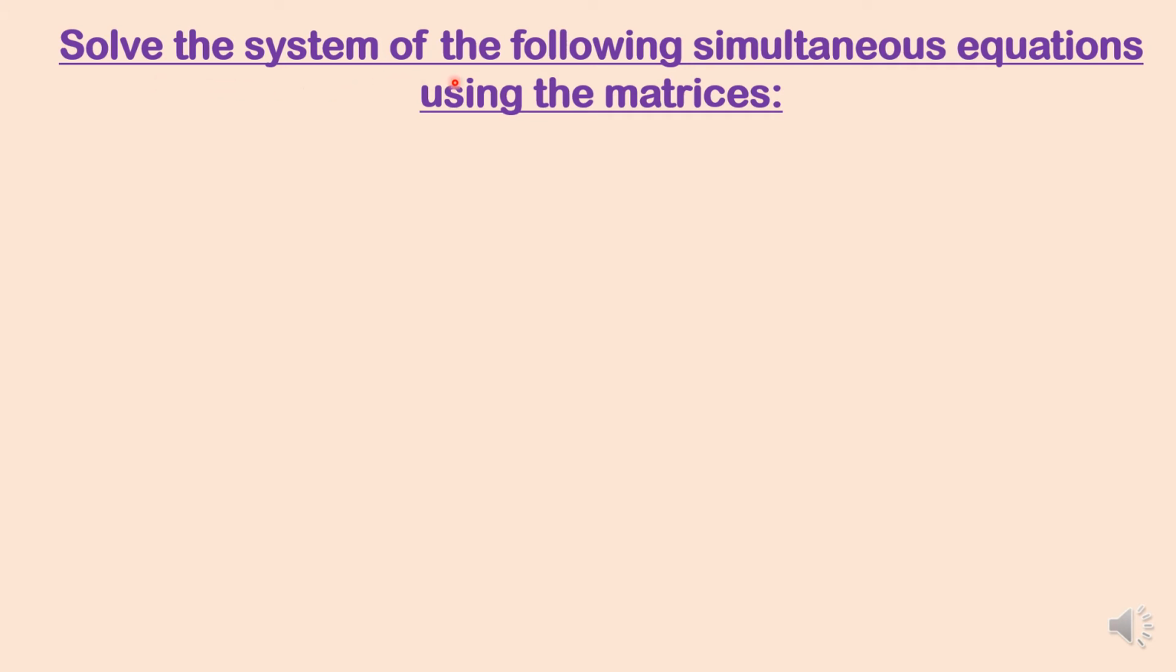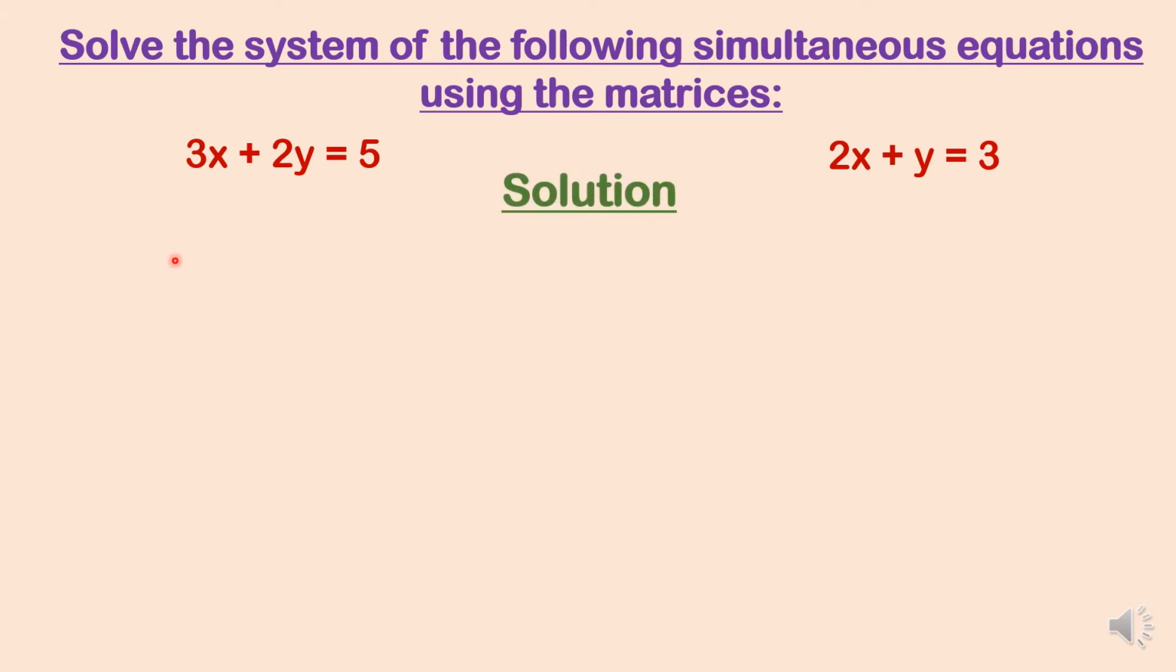Solve the system of the following simultaneous equations using matrices. You will have an example: 3x plus 2y equals 5, and 2x plus y equals 3. The solution.